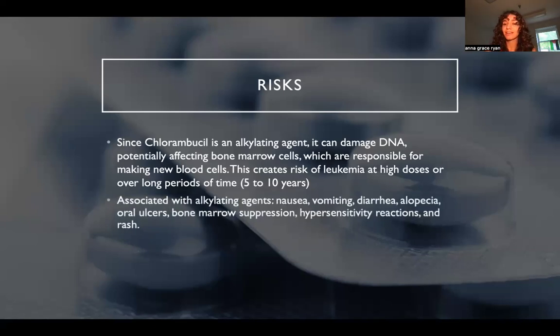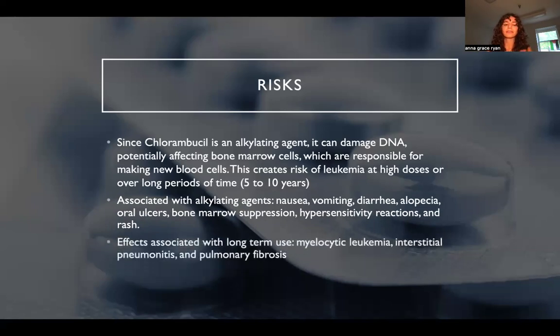Associated with the risks of other alkylating agents are vomiting, diarrhea, alopecia, including hypersensitivity, rash, and sometimes issues with the liver. And then common effects associated with long-term use are cancer.